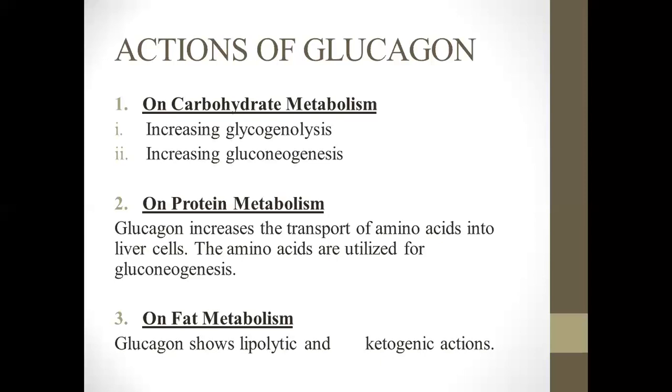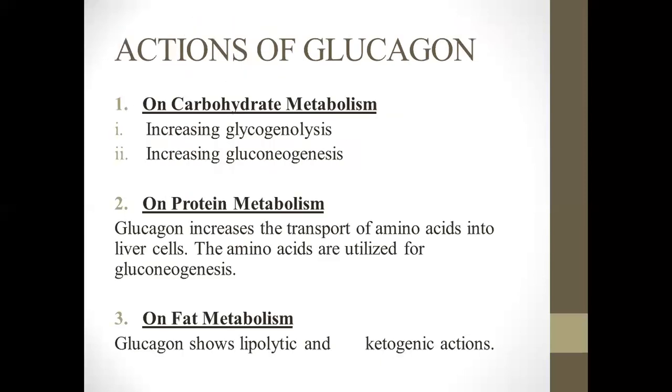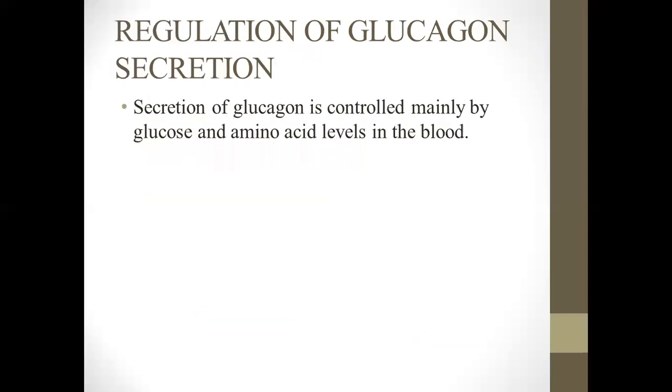And gluconeogenesis is a process which is the formation of glucose from a non-carbohydrate source, that may be in the form of protein, but insulin was inhibiting this procedure. On the fat metabolism, glucagon will show the lipolytic and ketogenic action, while insulin was showing the storage function of the fat. So all these functions show that they are totally opposite to the insulin.